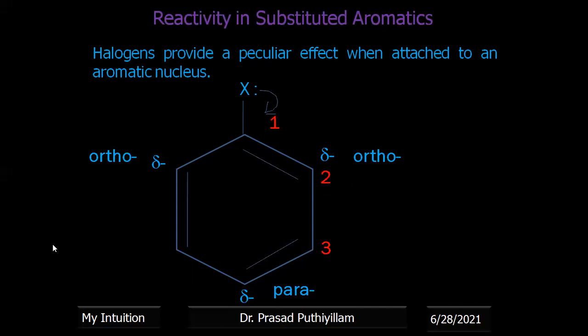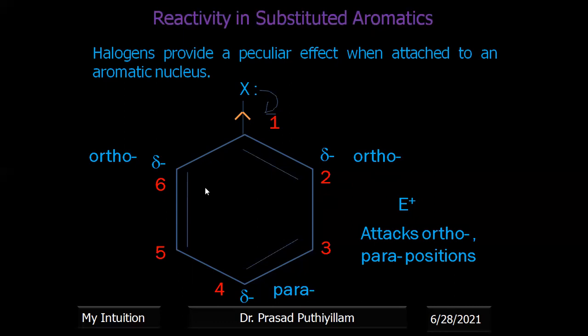Okay, so position 1, 2, 3, 4, 5, 6. At positions 2, 4, 6, we expect electrophilic attack on the ortho and para positions. But even so, compared to the carbon present in the benzene ring, in the carbon halogen bond, we know that the halogen is more electronegative. Therefore, there is an electron shift through the sigma bond of carbon halogen towards the halogen. That means it can even be ring deactivating. It deactivates the ring. Okay, so both are present here.